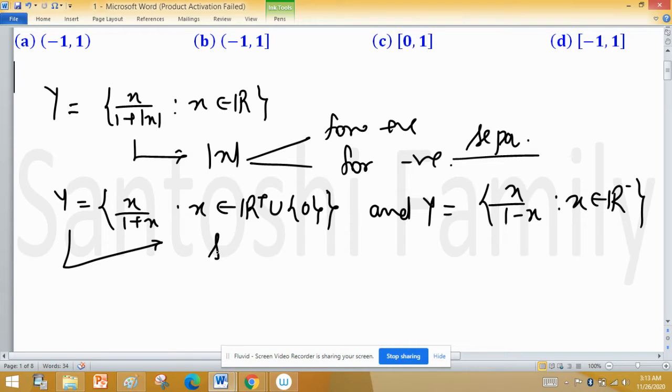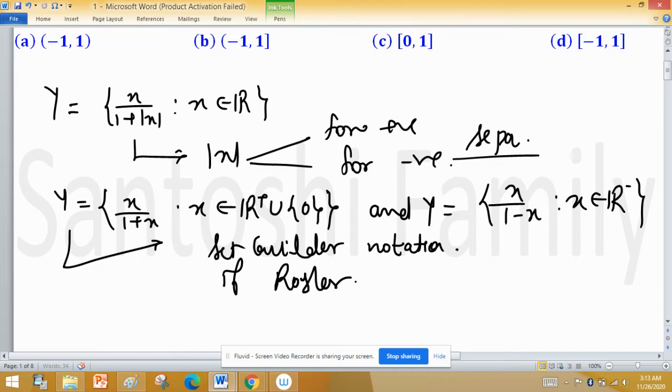This is set builder notation. If roster form is given to us, then we can somehow predict the limit points or whatever information is asked. But it is set builder notation, so we need to do some written work. Intuitively, we can't say directly the limit points of set y.